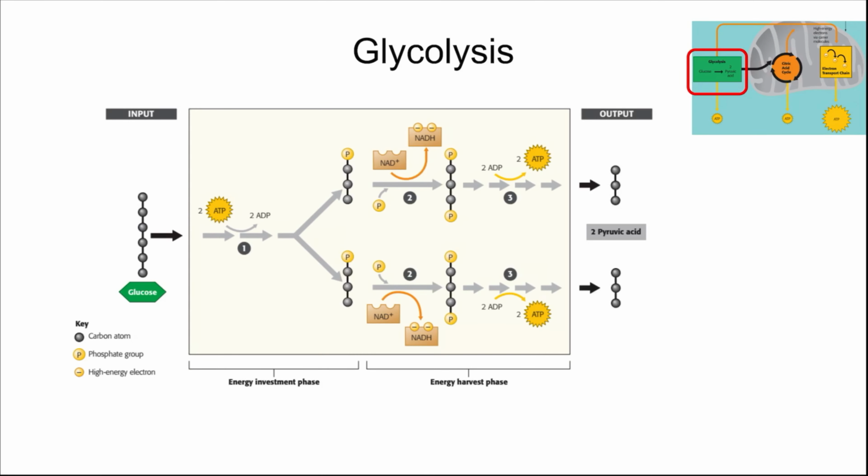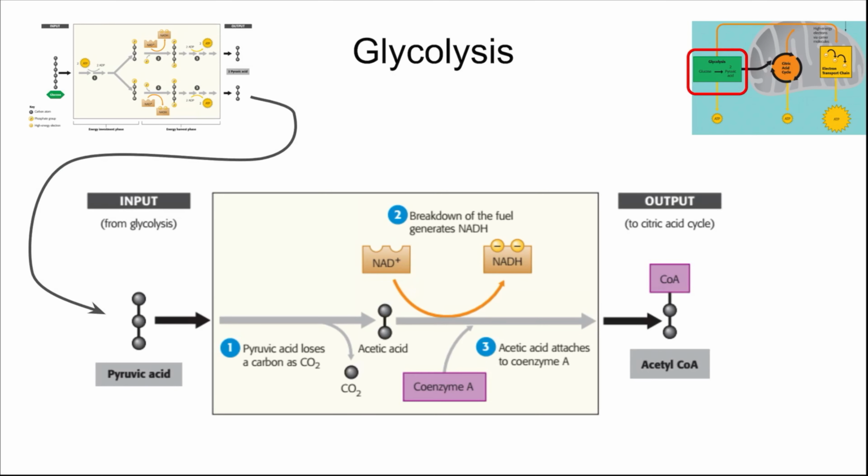The product pyruvate is important in the next stage. Here you can see one molecule of pyruvic acid loses a carbon atom. It's then combined with coenzyme A to produce a molecule of acetyl-CoA. This is a 2-carbon molecule that is important in the citric acid cycle. This process also generates NADH, which is a higher energy molecule.